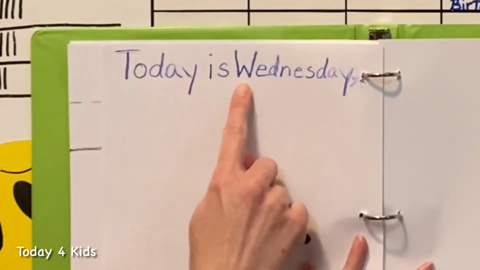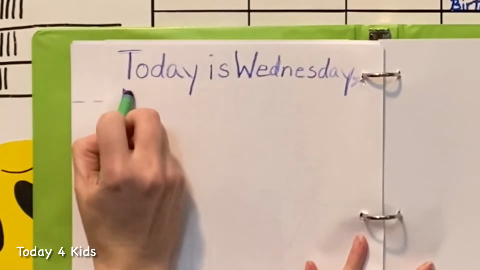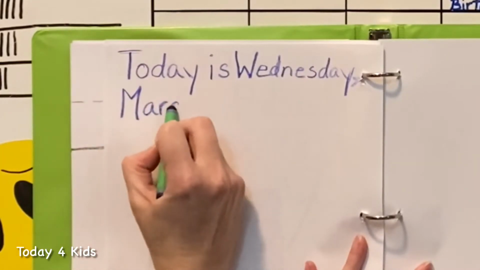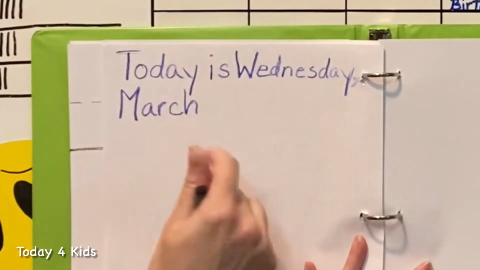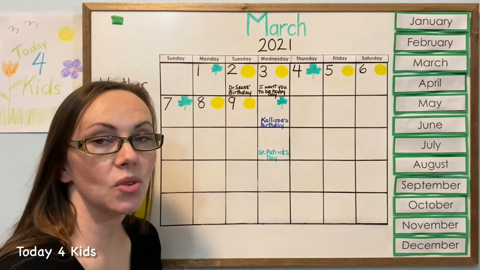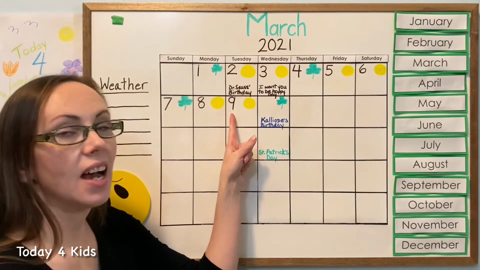Today is Wednesday, March. So put a capital M because it's the name of our month, M-A-R-C-H. And next we're going to put in the number. And what do you think the number is going to be today? What was yesterday? A 9.